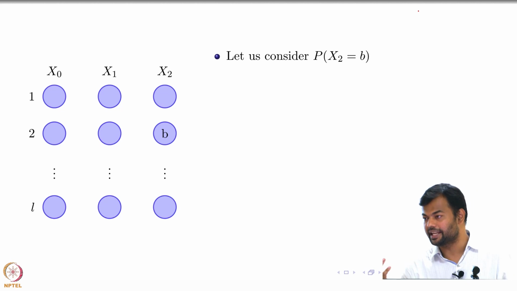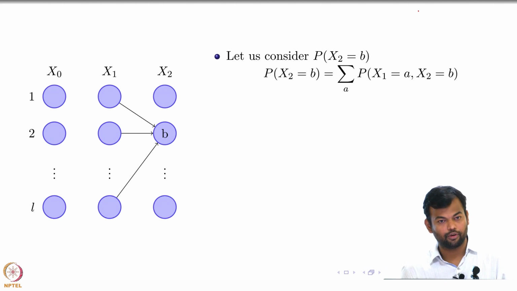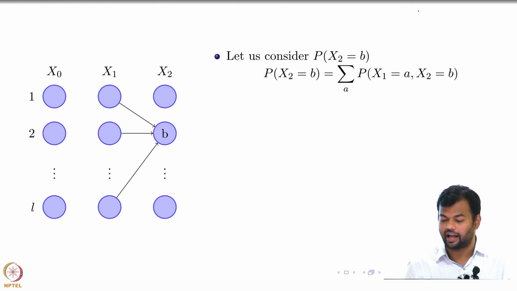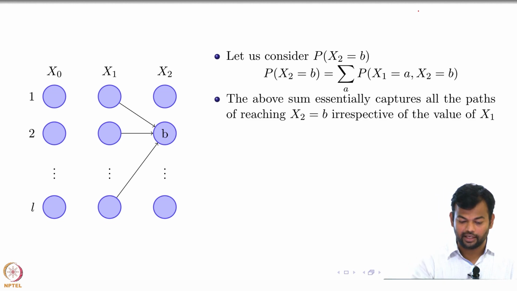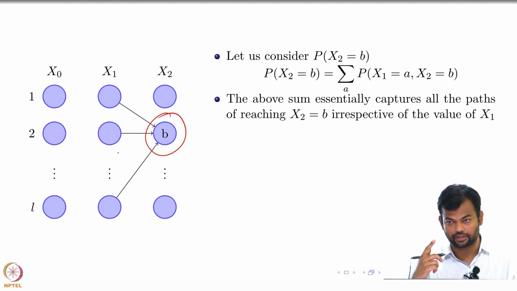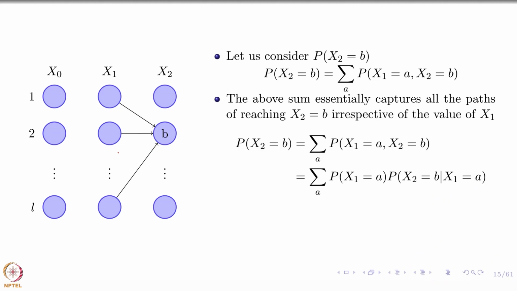Let us consider P of x2 equal to b. Again, I'll follow the same recipe. I can write it as the following joint distribution. So again, I've introduced the random variable x1 and then marginalized over it. Okay. Again, the same story. It captures how I can reach b starting from any of the values of x1. Again, I'll factorize it using the same chain rule.